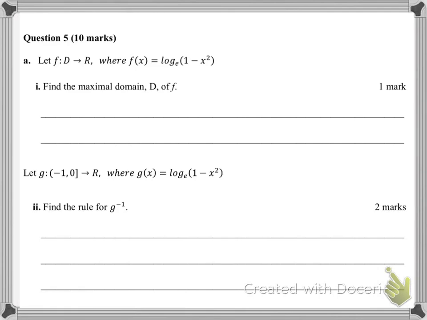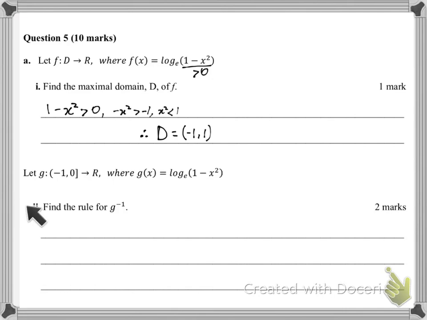Question 5, we've got now log of 1 minus x squared is our function, and we've got to find the maximal domain. So that's when the stuff on the inside of the log has got to be greater than 0. Can't have log of a negative number. So 1 minus x squared is greater than 0, subtract the 1, divide by negative 1, remember to flip the inequality. So when is x squared values less than 1? Well, that's when they're all in between minus 1 to positive 1. Okay, so there's our maximal domain.